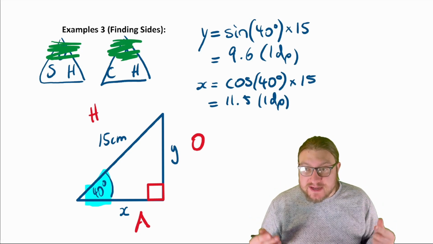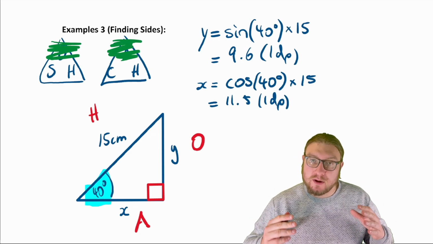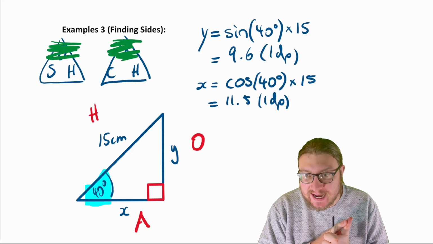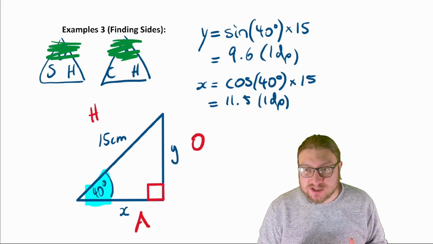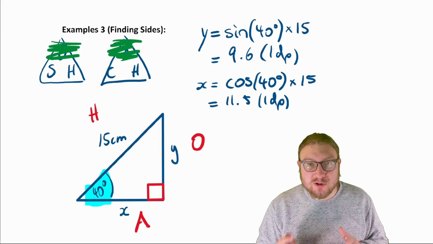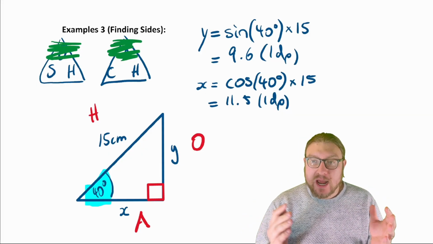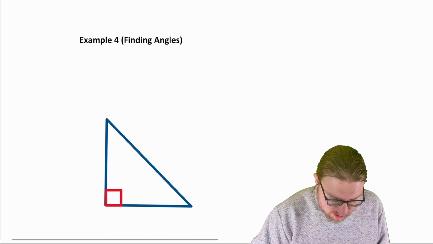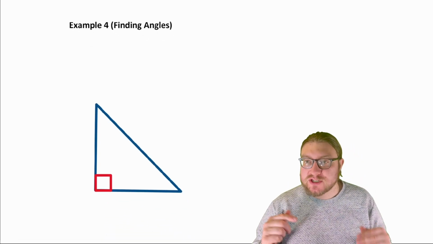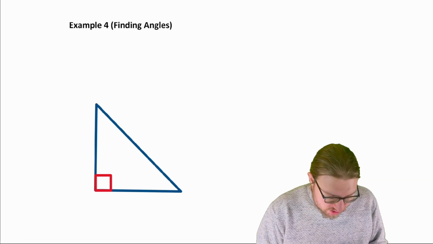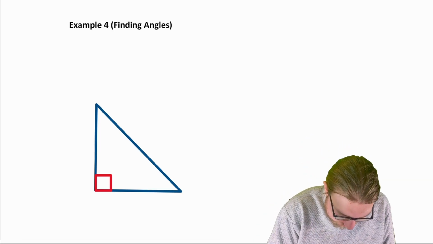Okay, now these questions have all been the same. You guys were asked to find a specific side. So this is one part of trigonometry where you can use an angle and another side to find another side. Now, there's one more thing that we can do with trigonometry, which is finding angles in a right angle triangle. So let's have a look at this example over here.